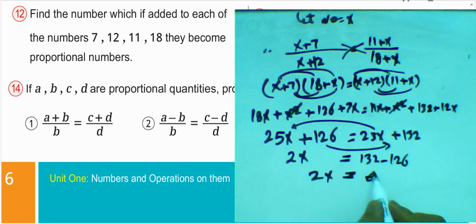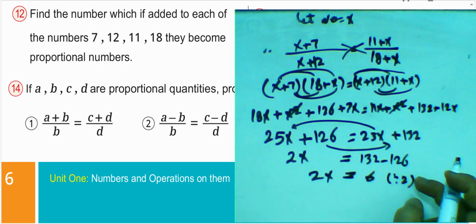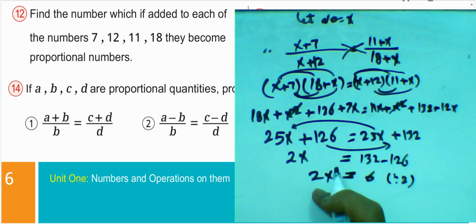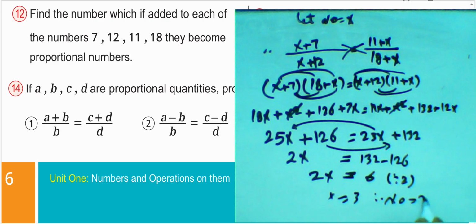132 minus 126 is 6. Then divide by 2 in the next step. Then divide by the coefficient of x, which equals 2. Then the value of x equals 3. So the number will be 3. The answer to this question will be 3.